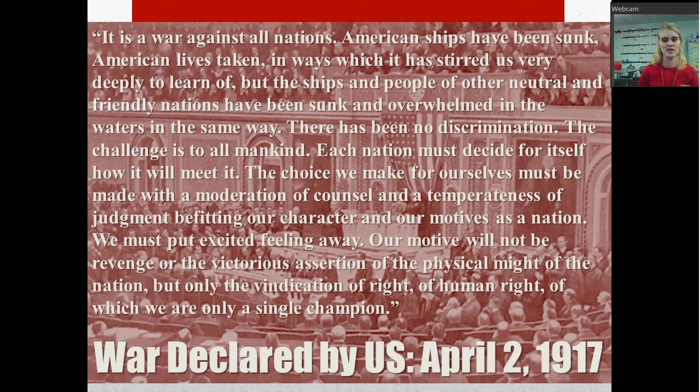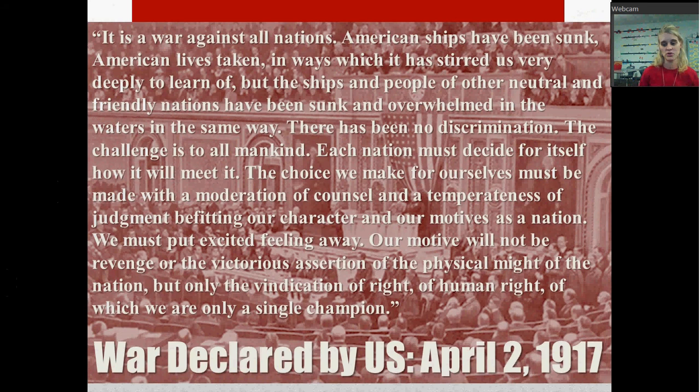And let me just read you this excerpt from his war declaration speech. And it'll give you a good idea of Wilson's motivations. It is a war against all nations. American ships have been sunk, American lives taken, in ways in which it has stirred us very deeply to learn of. But the ships and people of other neutral and friendly nations have been sunk and overwhelmed in the waters in the same way. There has been no discrimination. The challenge is to all mankind. Each nation must decide for itself how it will meet it. The choice we make for ourselves must be made with moderation of counsel and temperateness of judgment, befitting our character and our motives as a nation. We must put excited feeling away. Our motive will not be revenge or the victorious assertion of the physical might of the nation, but only the vindication of right, of human right, of which we are only a single champion.